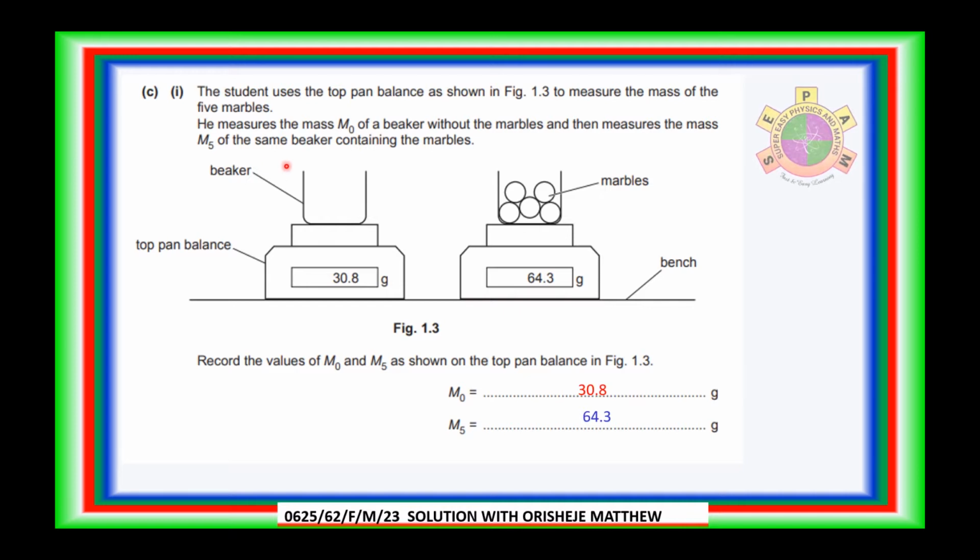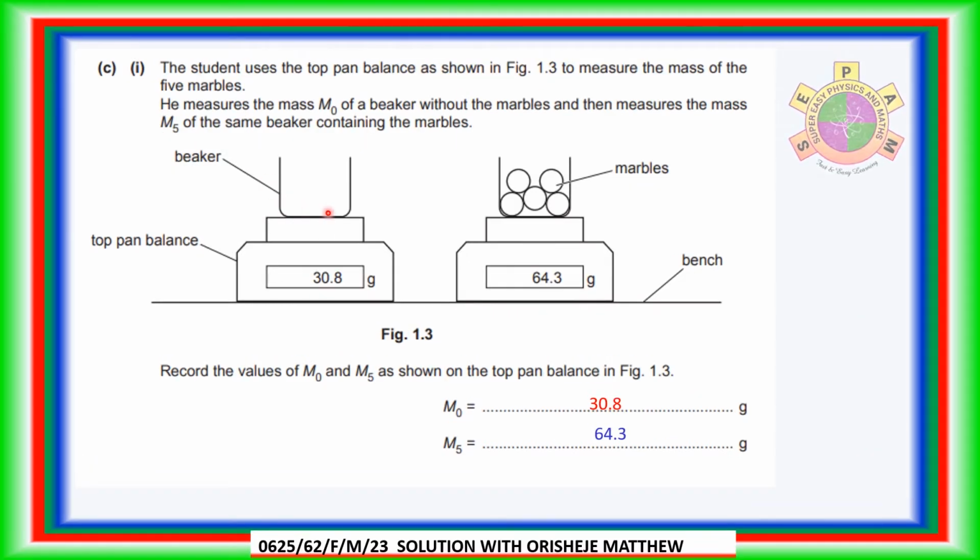So first thing, you have to measure the mass of the empty beaker that he used to measure the mass. The beaker is 30.8 grams. Then he decided to put 5 pieces of marble inside the beaker, and then the mass increased to 64.3. So what is the mass of the empty beaker? 30.8. And what is the mass of the beaker with the 5 pieces of marble? That is 64.3 grams.